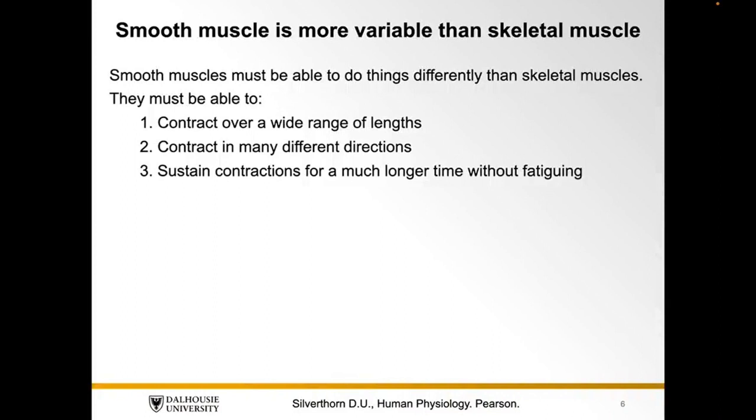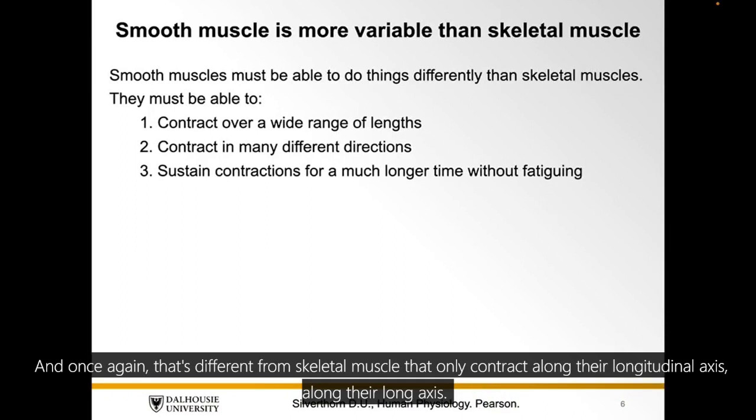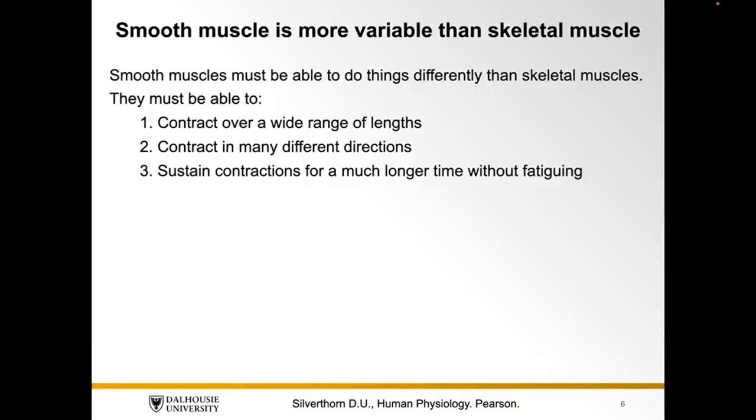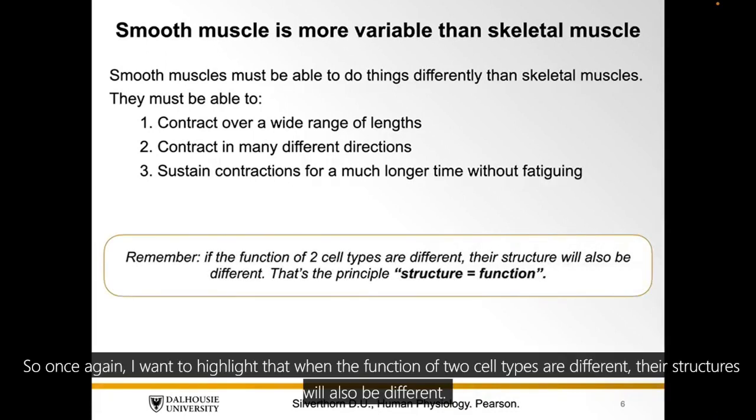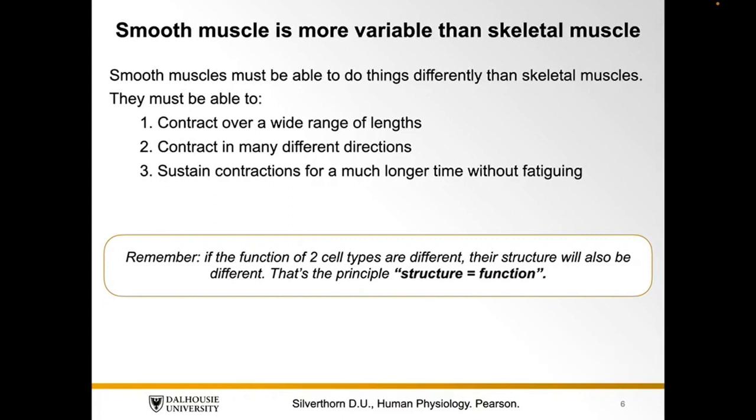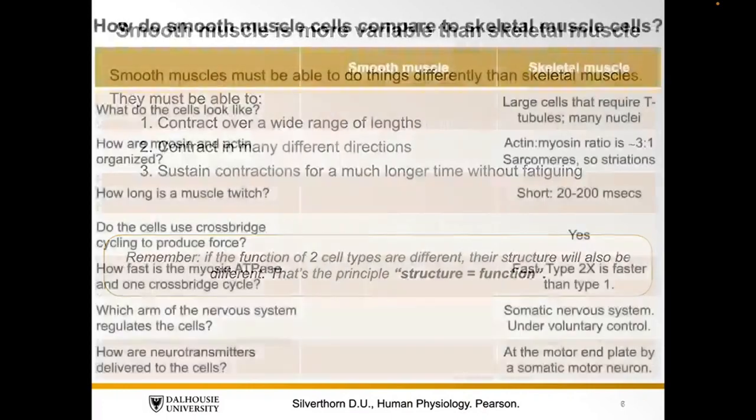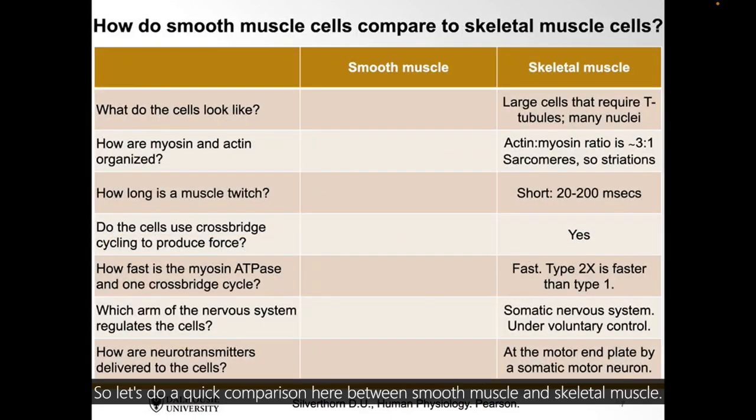Smooth muscle must also be able to contract in many different directions. And once again, that's different from skeletal muscle that only contracts along its longitudinal axis, along its long axis. And finally, smooth muscles must be able to sustain contractions for a much longer time without fatigue. So once again, I want to highlight that when the functions of two cell types are different, their structures will also be different. So let's do a quick comparison here between smooth muscle and skeletal muscle.